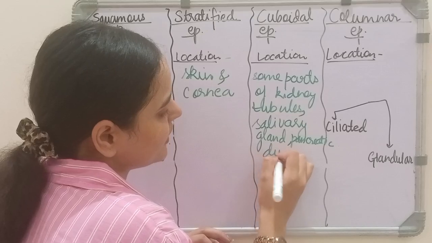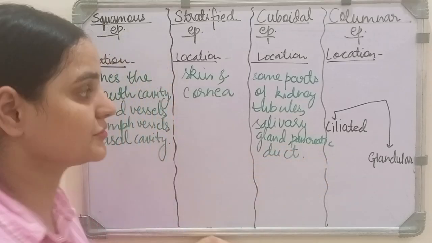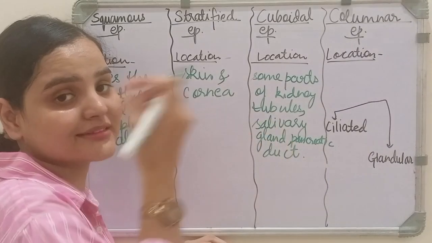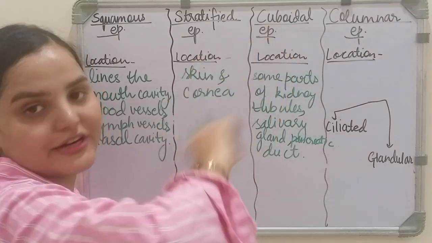duct. Basically their function is secretion and absorption. So in the mouth they are secreting saliva. So there this cuboidal epithelium is found.